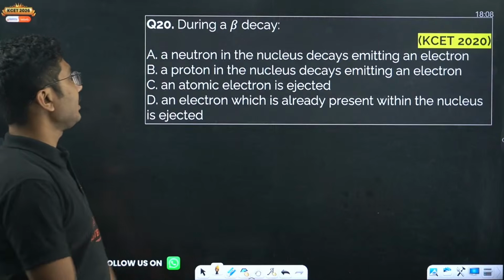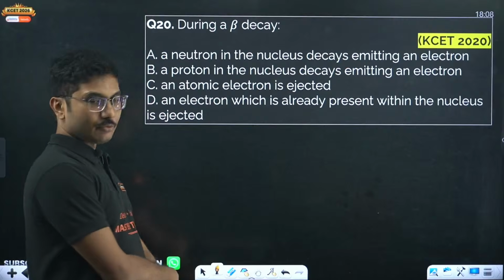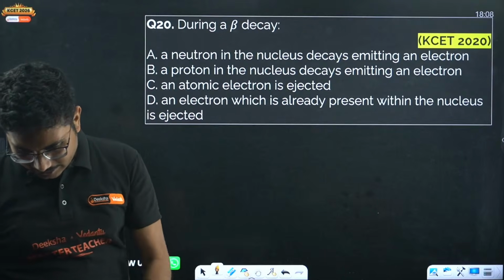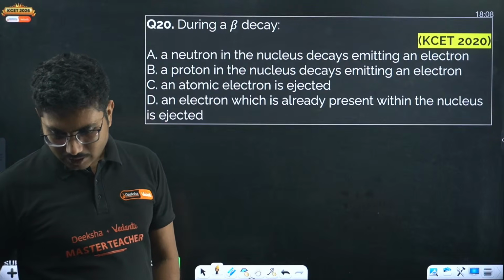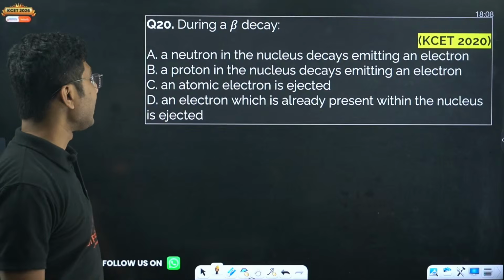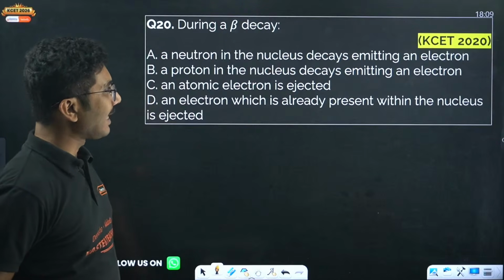Now the next question, during a beta decay. I think most of you have answered correctly. In the previous question, most of you answered correctly, not option A, option D was correct. Now answer this. During a beta decay, a neutron in the nucleus decays emitting an electron.